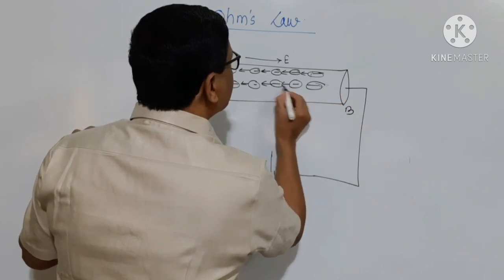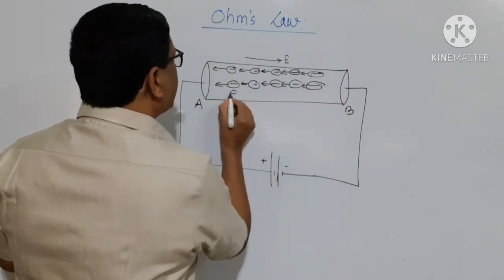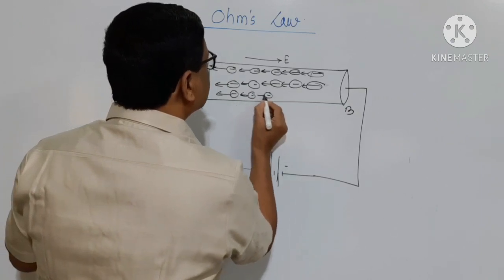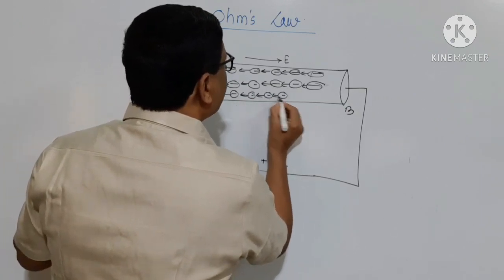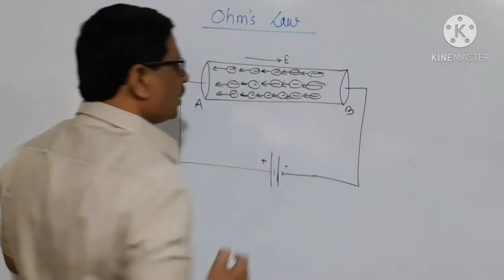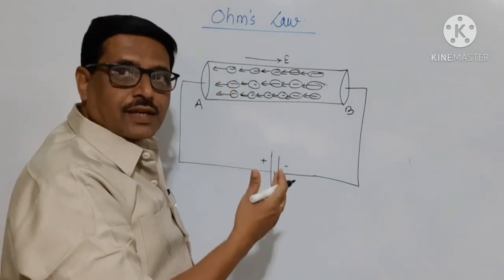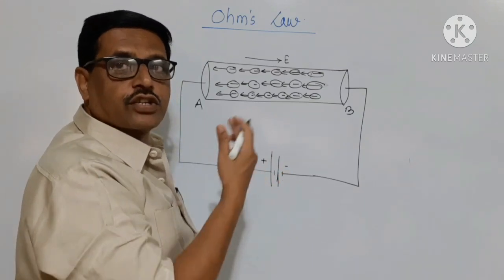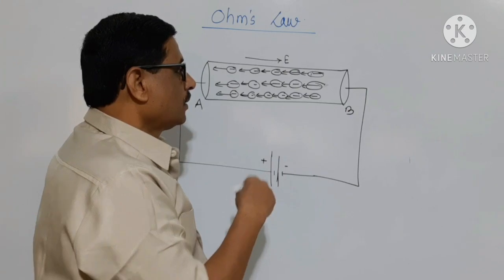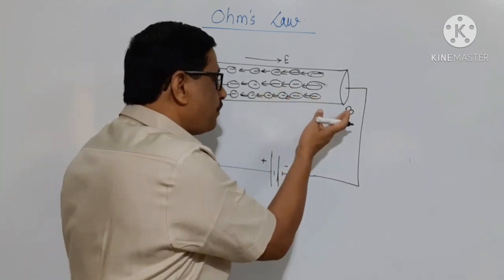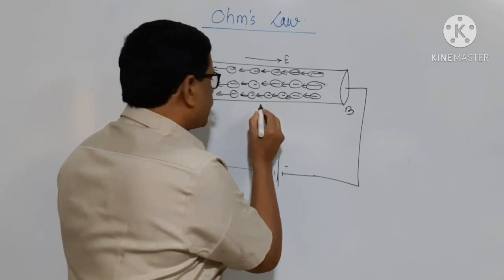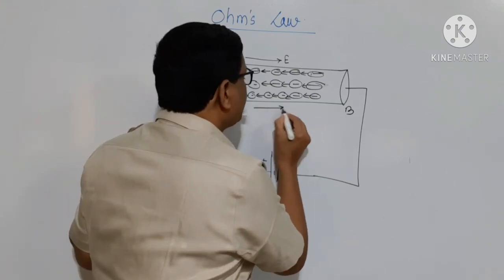Now, the electronic current is from negative of a battery to positive of a battery, and conventional current is supposed to be due to the positive charges and it is in the direction of positive charges. Therefore, the electronic current is from B to A and the conventional current is from A to B.